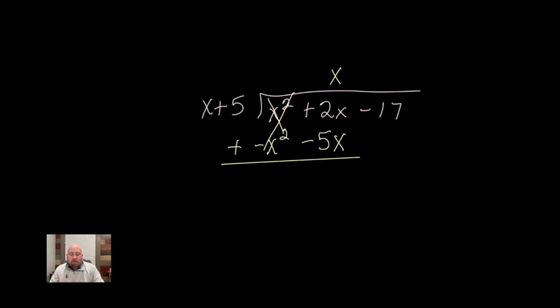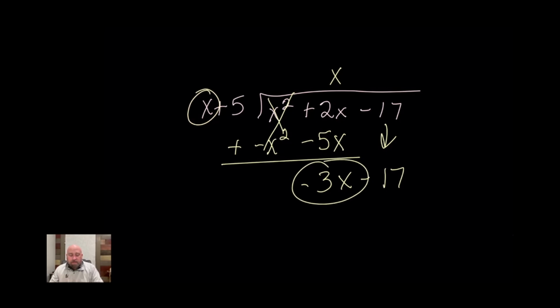We subtract, so we change the signs and add. This is going to cancel, and we're going to end up with 5 minus 2, which is going to give us 3. Sign of the larger is negative, and this is an x. We're going to bring down minus 17. We're going to do the same thing here.